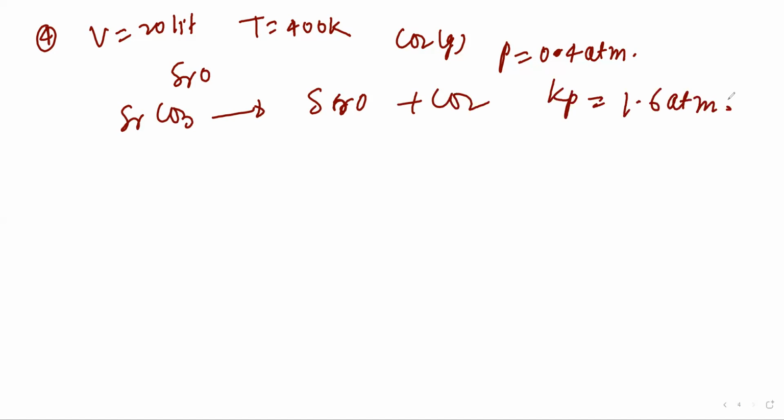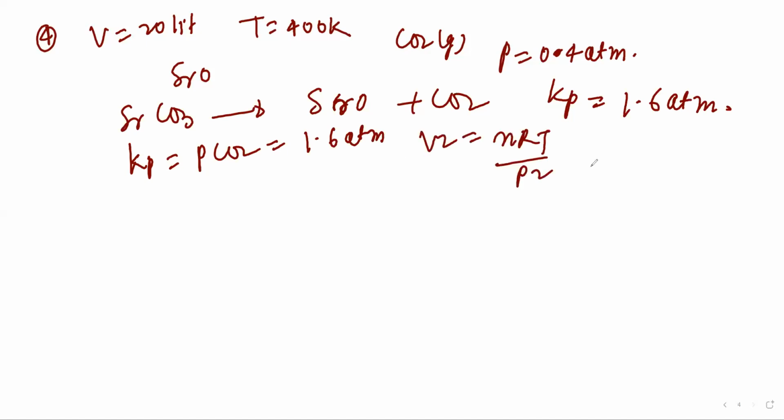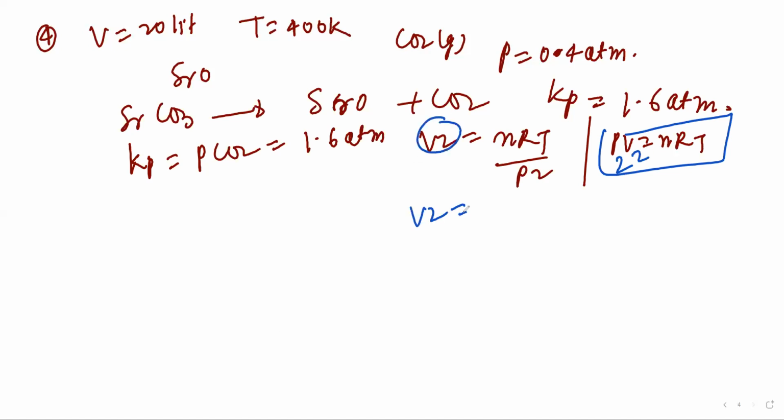This was asked in 2017, so let's see how to solve this one. Kp for this reaction is given by the pressure of CO2, which is 1.6 atm. So V2 will be equal to nRT upon P2. This is the ideal gas equation, PV equal to nRT. We have to find V2, so I have put here P2 and this is your V2. Now put the values and you will get the value of V2.